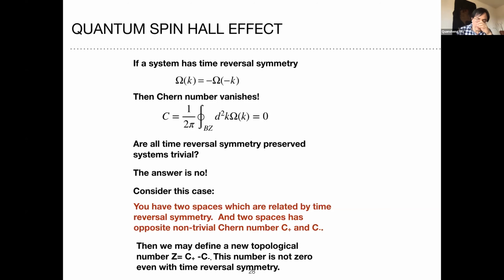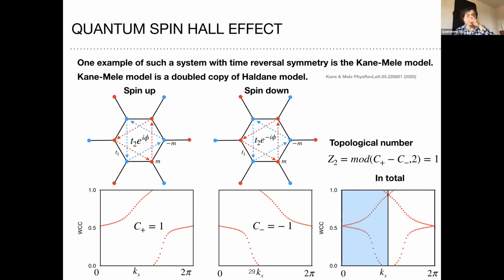Let's consider these two cases. If you have two spaces that are related by the time reversal symmetry, and these two spaces have opposite non-trivial Chern numbers, C plus and C minus. Actually, each space is non-trivial, right? But in total, the Chern number is 0. But we can still define another integer number. This is C plus minus C minus. This is an integer, right? So this could be non-trivial.